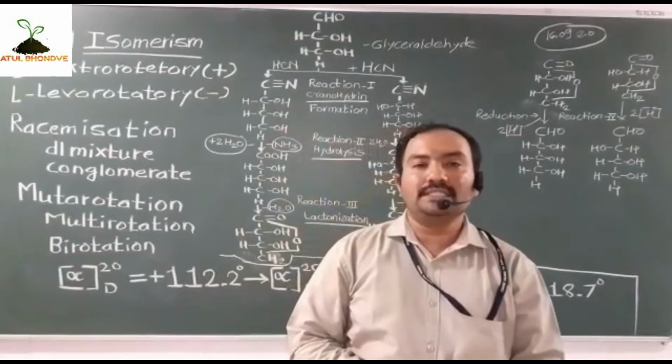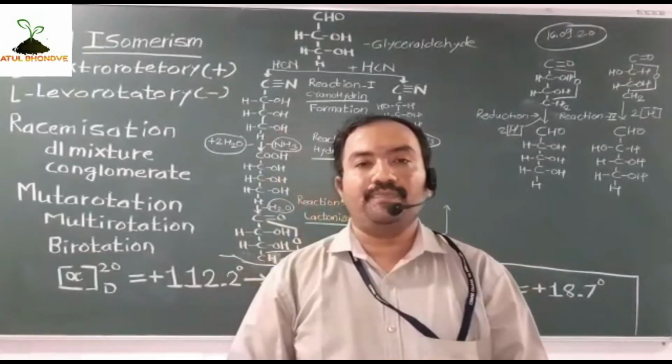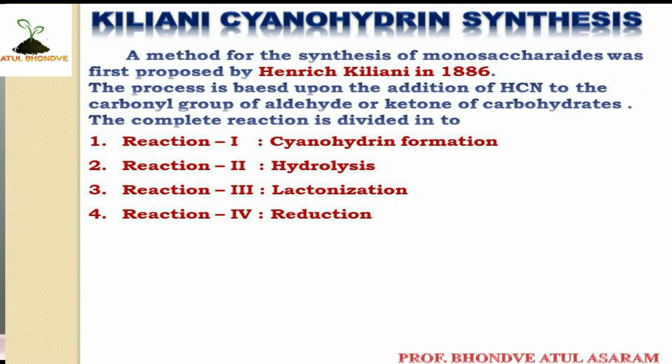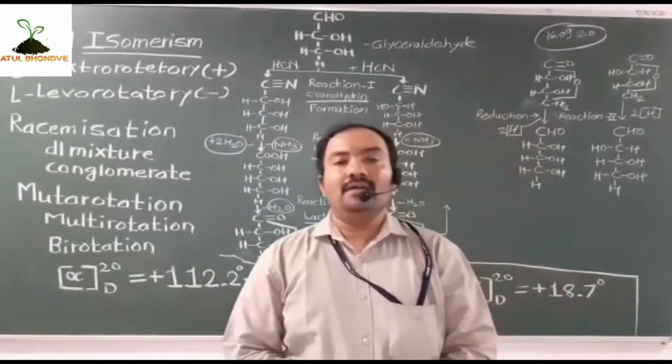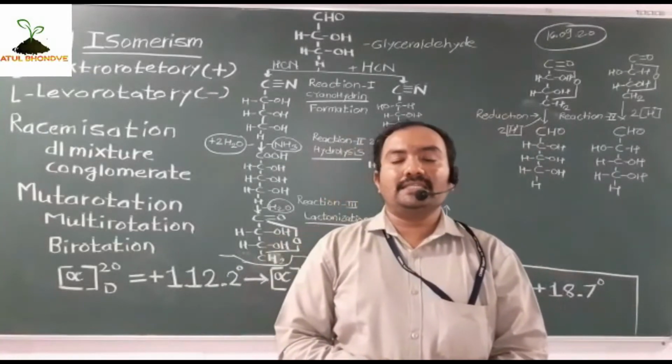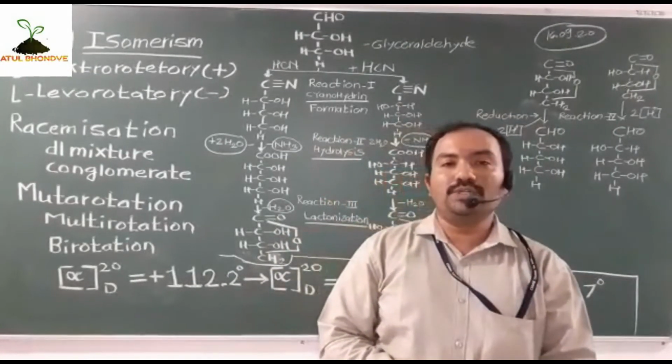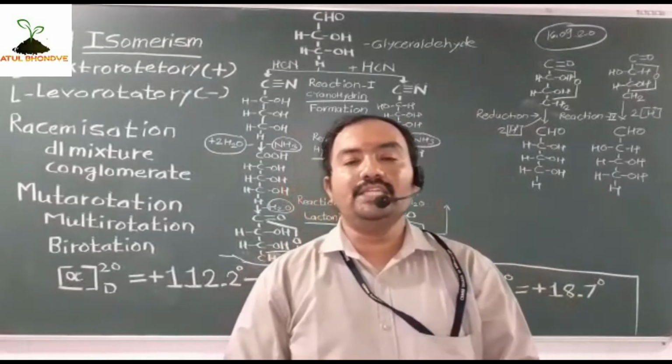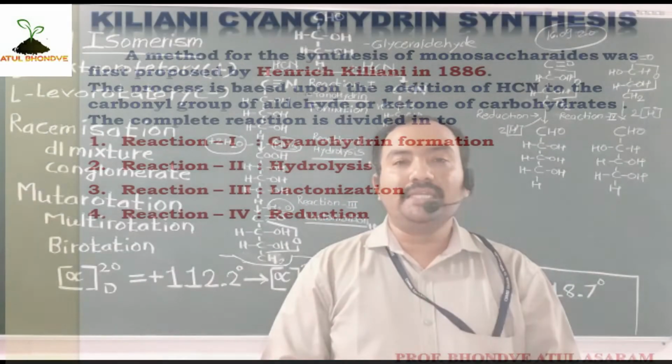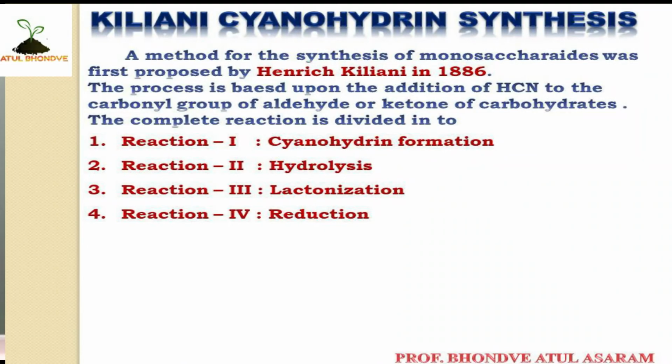The next most important concept is the Kiliani hypothesis. The method of monosaccharide synthesis was proposed by Kiliani in 1886, and after completion of the reaction there is a synthesis of two tetroses. These are D-erythrose and D-threose. The complete reaction is carried out in four steps.